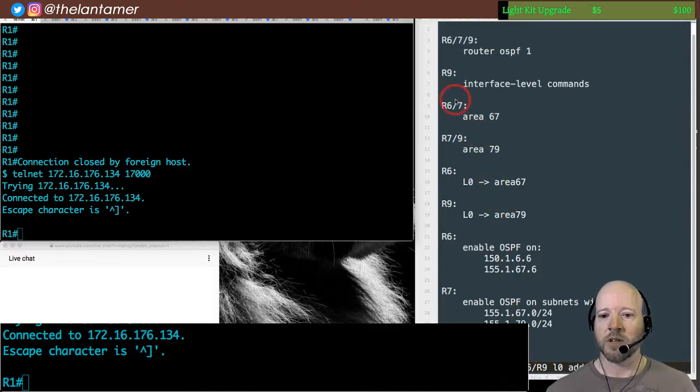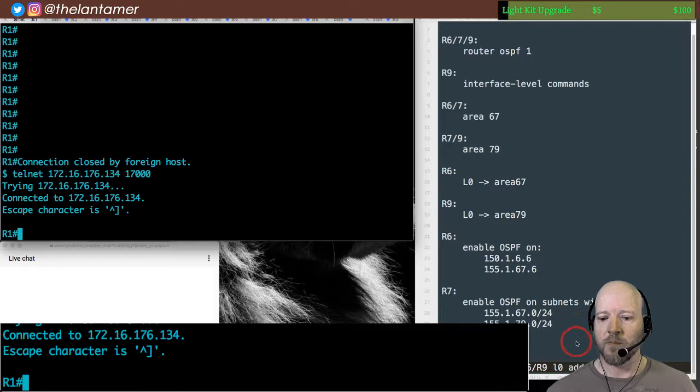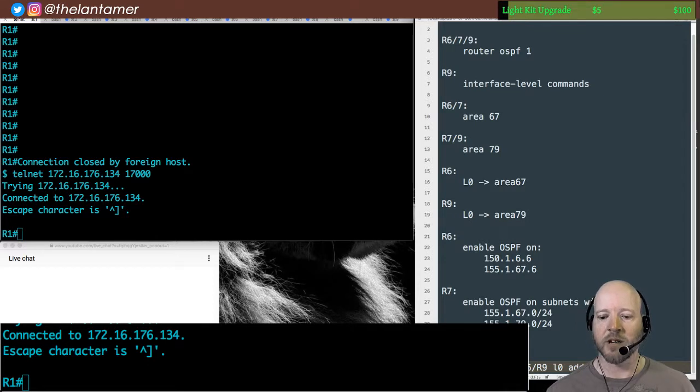So, okay, 6 and 7 are an area, and 7 and 9 are an area. Okay, that should be fine, I would think. Okay, so the requirements are not to demonstrate communication between areas. So as long as router 7 can reach 6 and 9 loopbacks. Now, it will be running 2 different OSPF routing processes.